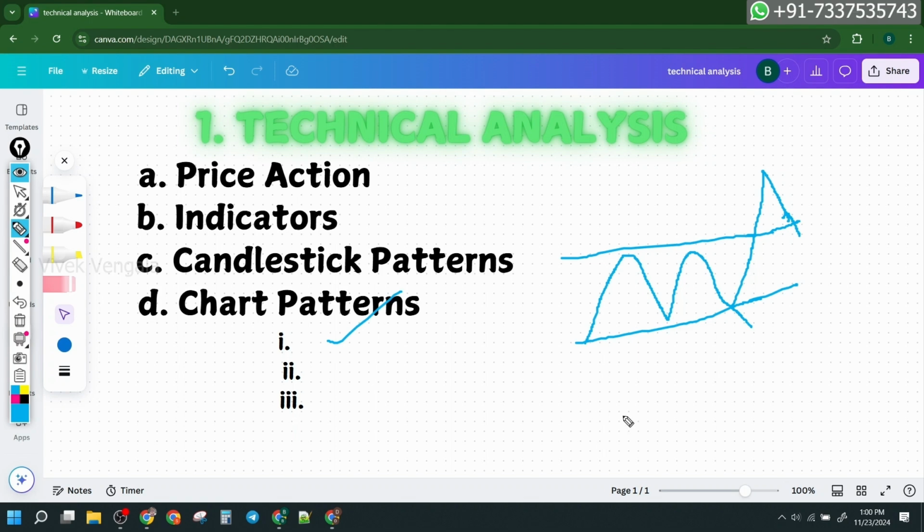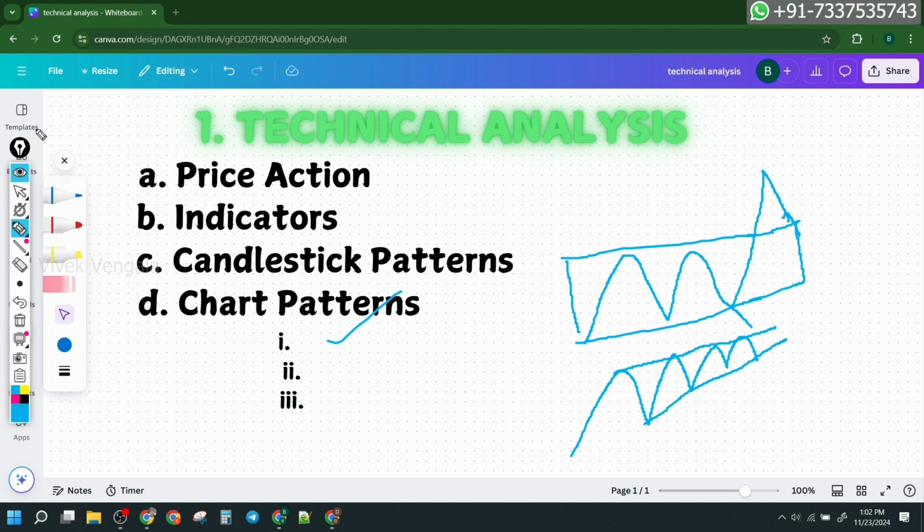And another one is a triangle pattern, where it is going to make this kind of moves, and there are different variations to this triangle pattern. 2-3 variations: ascending triangle and descending triangle. You can read about that chart pattern as well. And this is also called a rectangle pattern or a consolidation. I'll call this consolidation, and a lot of people will tell you this is a rectangle chart pattern.